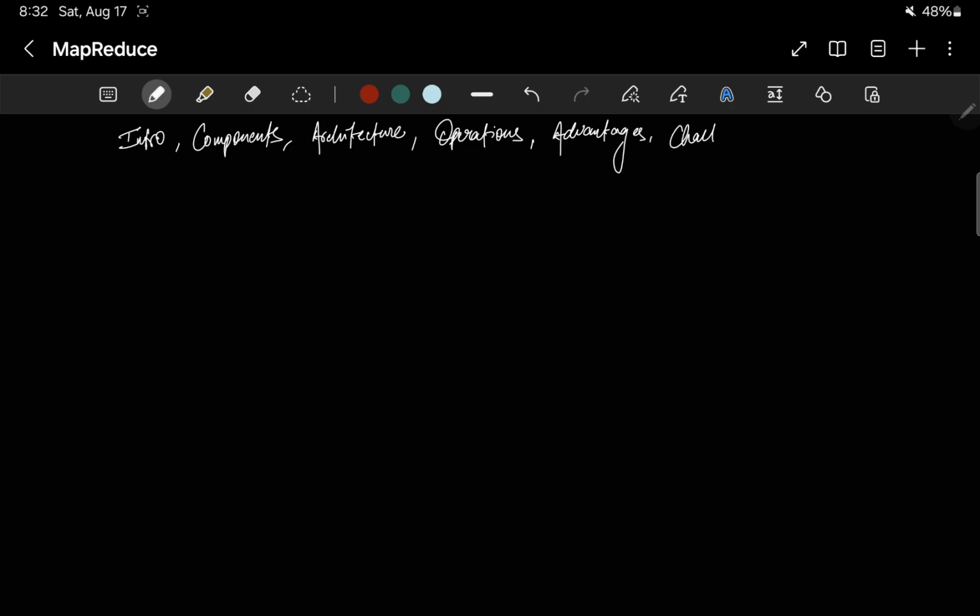First, we will talk about the introduction of MapReduce. Then we will see the components of MapReduce. After that, we will talk about the architecture, then the operations that are performed in MapReduce. After that, advantages, followed by challenges, and ending at use cases. Okay, so let's start with the intro.